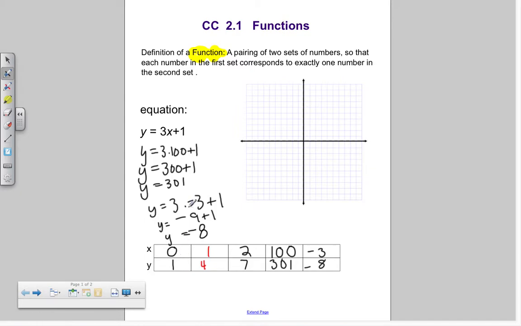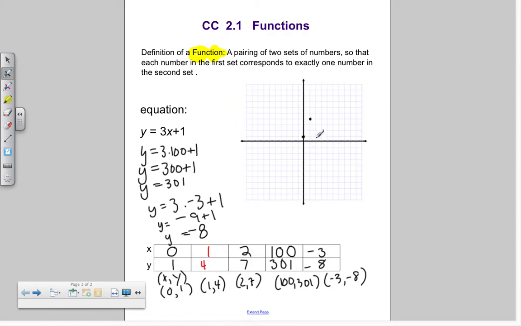All right? So now all of these are different pairings, otherwise known as ordered pairs, because they're in a specific order. Remember from last chapter you had x comma y: 0 comma 1, 1 comma 4, 2 comma 7, 100 comma 301, negative 3 comma negative 8. Interesting. Well, let's try plotting them. So 0, 1, remember you do your x first and your y second. 1, 4: 1, 2, 3, 4.